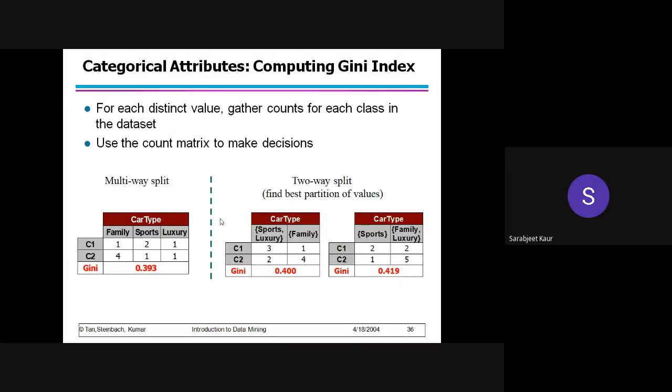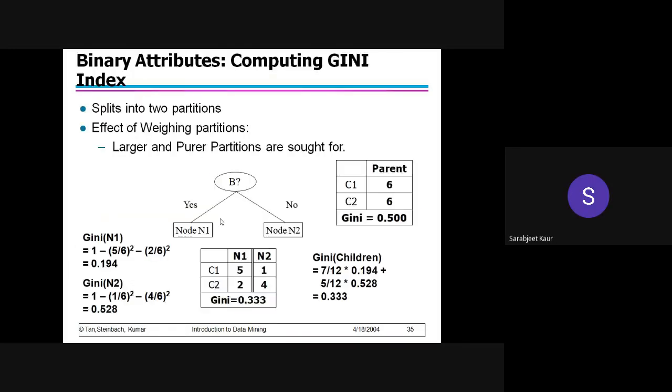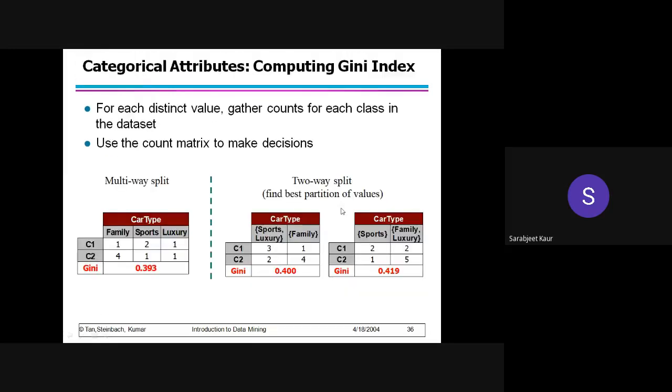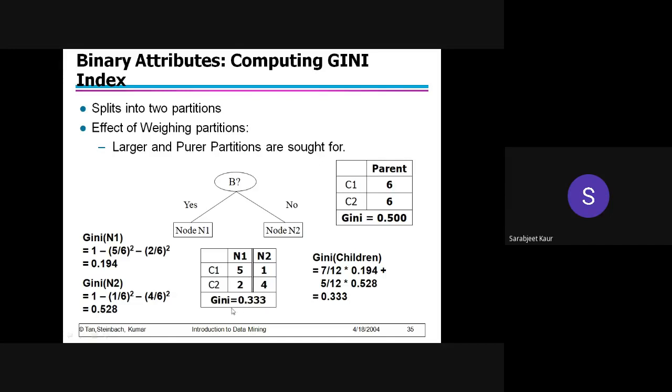Right. Now, up till now we have been assuming that these are all binary nodes. That means there are only two classes, C1 and C2. Now, suppose we had more than two classes. That means suppose that our attribute was categorical, either nominal or ordinal. How would we then compute these metrics?